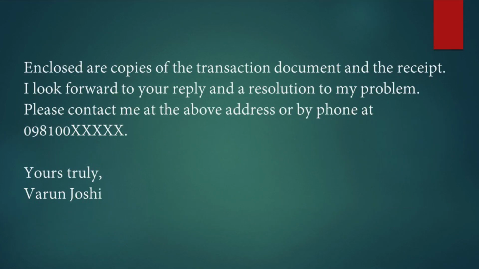The last paragraph, the third paragraph, he is writing: enclosed are the copies of the transaction document and the receipt. You have to always include your receipt and other documents to prove that you had actually ordered or bought something or availed some service, etc. Otherwise the company may not be able to believe that what you are telling is true. So you have to enclose copies of bills and other relevant documents.